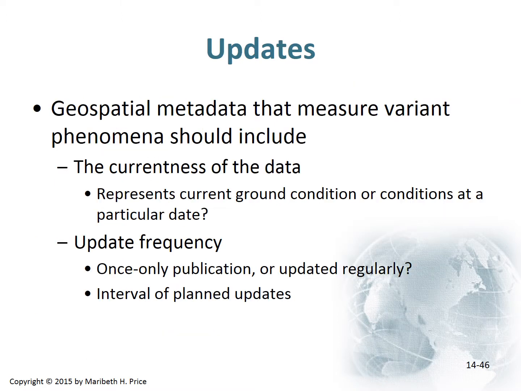Updates: geospatial metadata that measure variant phenomena should include information about the currentness of the data. In other words, how close to now is this data? Update frequency: how often do we do it? Are there planned intervals that we go back and look at this stuff? Or is it never updated?